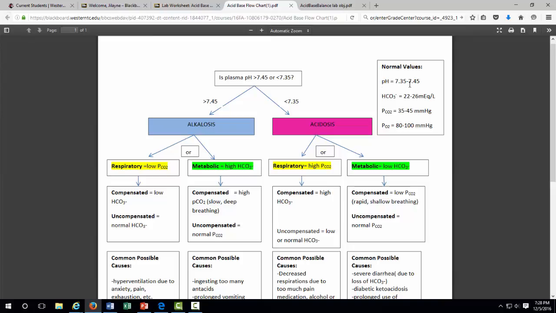Do you guys need a copy of this? Okay, yeah, come on up here. I have a copy of the matching, I've got the case studies and the flow chart. I wanted to make sure everybody had all their materials today.